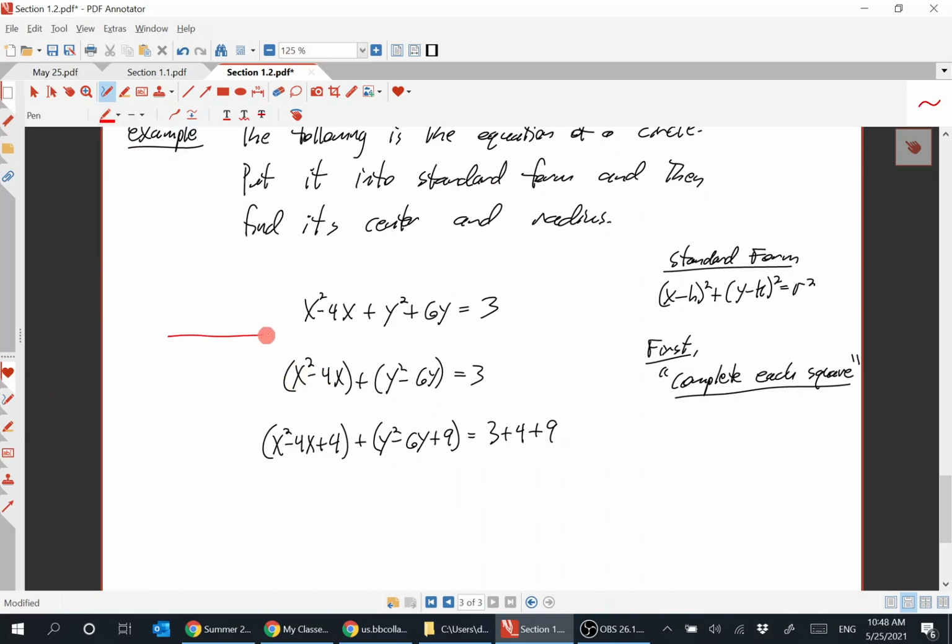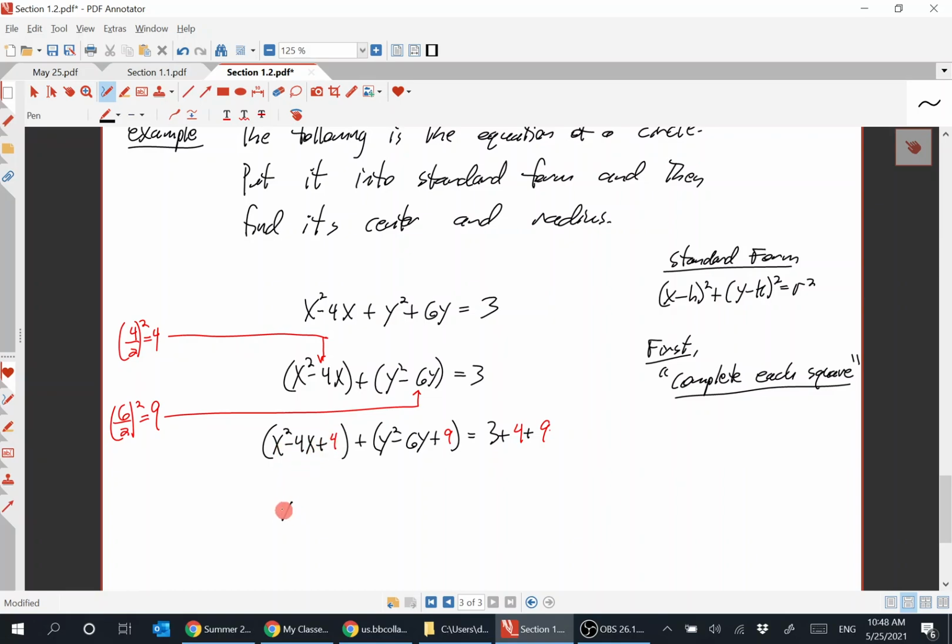Alright, so here, 4 over 2 squared is 4. And over here, this is what we just did, 6 over 2 squared is 9. So I add in 4, and I add in 9. So 4 with the x's, 9 with the y's. And then you have to keep the equation balanced. So since I added 13 to this side, I got to add 13 to that side.